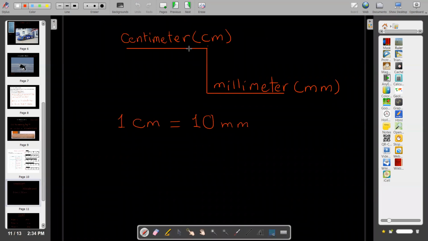Centimeter, as we said before, cm, and millimeter. Centimeter is bigger than millimeter. 1 centimeter equals 10 millimeters. So if you want to change from centimeter to millimeter, we multiply by 10. 1 times 10 equals 10. So 1 centimeter equals 10 millimeters.